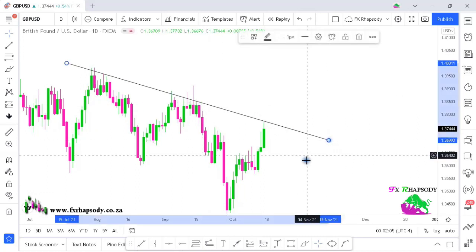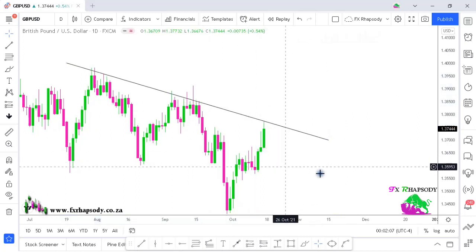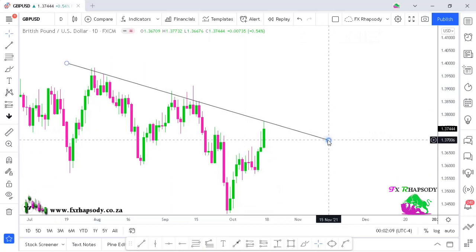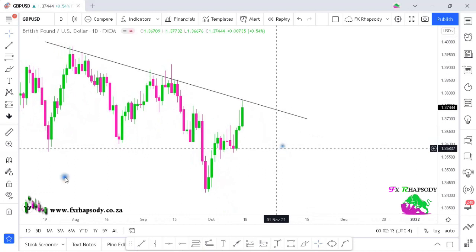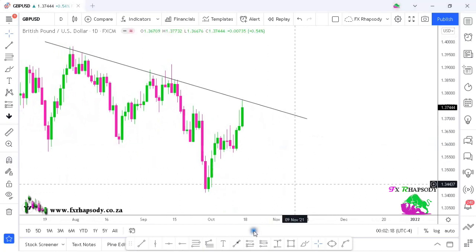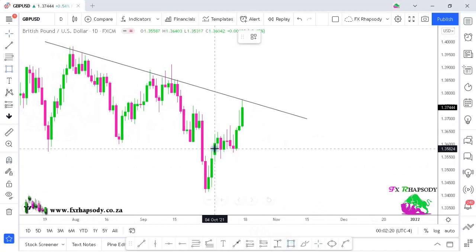So you can just adjust it on your lower time frames as well. But you can see clearly now that price came up and touched that trend line once again. So a couple of things to highlight.